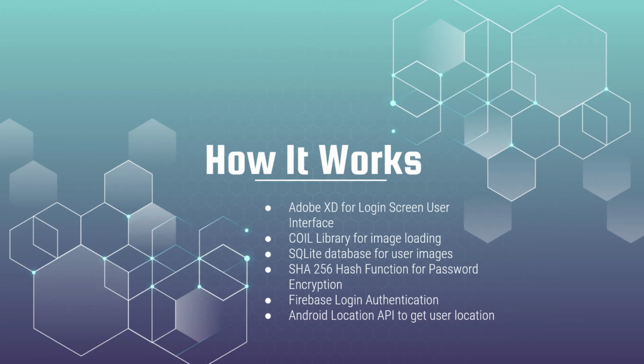The first of which is Adobe XD for the login screen user interface. Another one that we use is the Coil library for Kotlin for image loading. We go over SQLite databases for user images. We use the SHA-256 encryption algorithm in order to hash our passwords so that it's not in plain text. We use Firebase for our login authentication, and we use the Android location API to get the user location. We'll just be going over a few of these tools individually now.